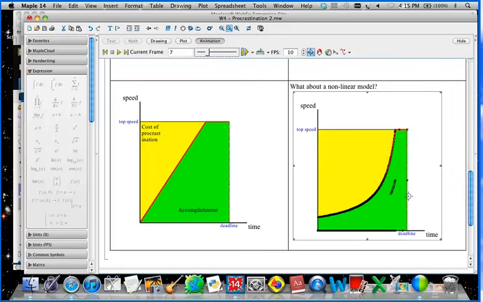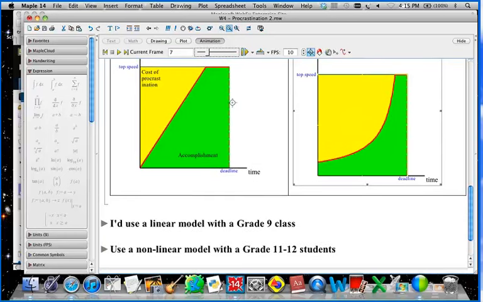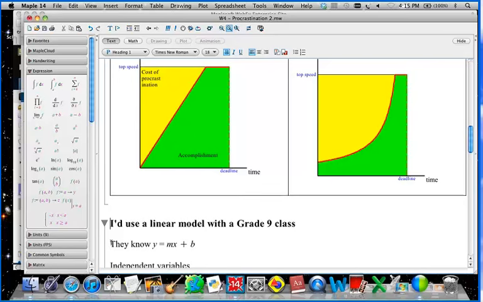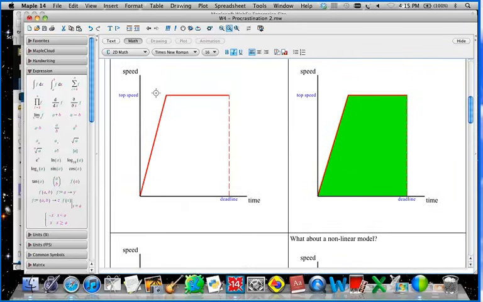And here, once again, you can ask, what's the area under that curve? Nice calculus question. What's the area of that curve? Another nice calculus question. Now, if this were a grade 9 class, I would not show them this one. I would stick with the linear model, because that's what they know. So they know y equals mx plus b. Let's do some explorations with this model. So they know about slopes of lines, y-intercepts. We haven't shown them piecewise functions yet, but that's all right.